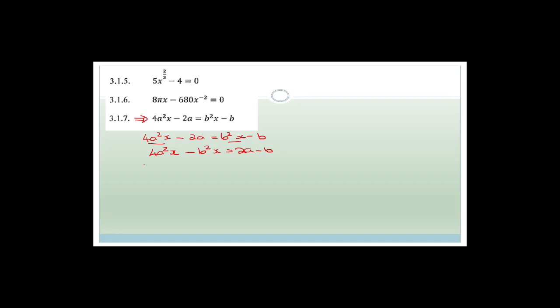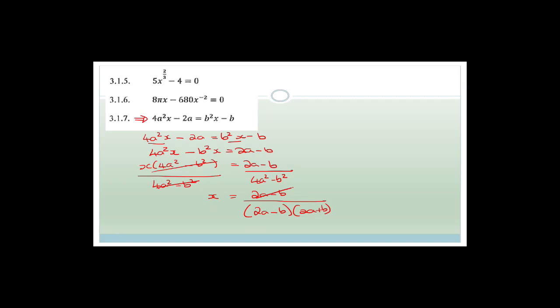I'm then going to take x out as a common factor, and you're left with x times (4a squared minus b squared) is equal to 2a minus b. We then divide both sides by this bracket, 4a squared minus b squared. This cancels with this, and we're left with x is equal to 2a minus b over, this is the difference of two squares, so it's (2a minus b)(2a plus b). Do you agree I can cancel that, and I'm just left with x is equal to 1 over 2a plus b. So there you go.